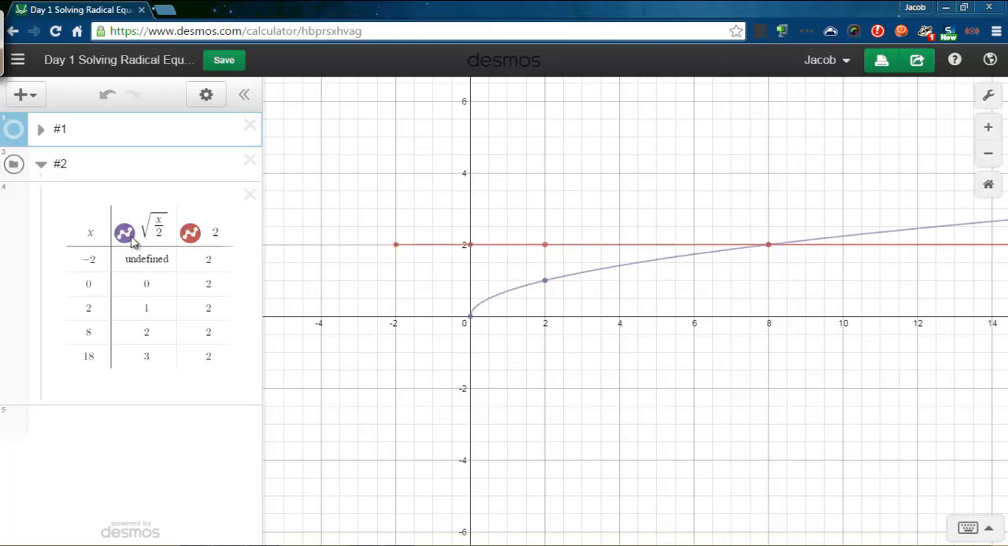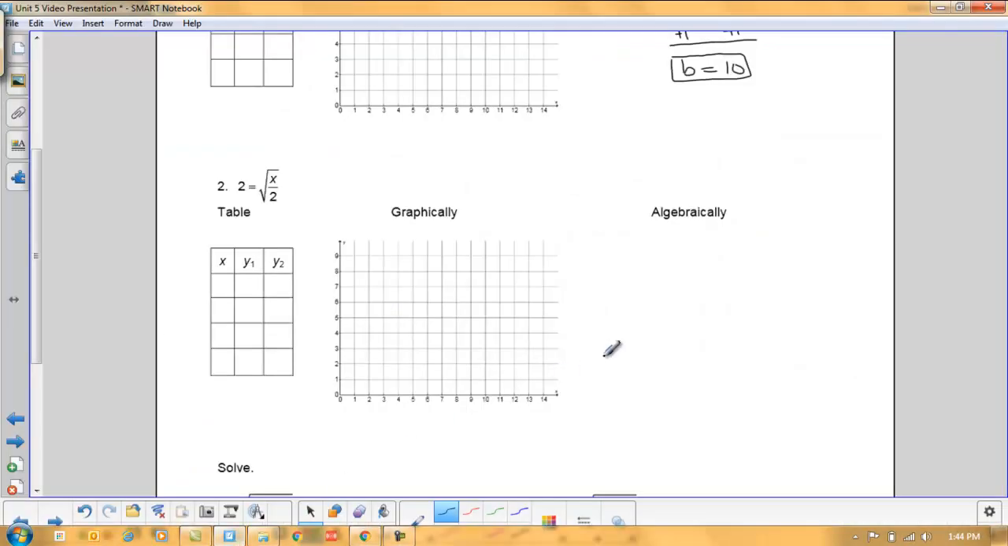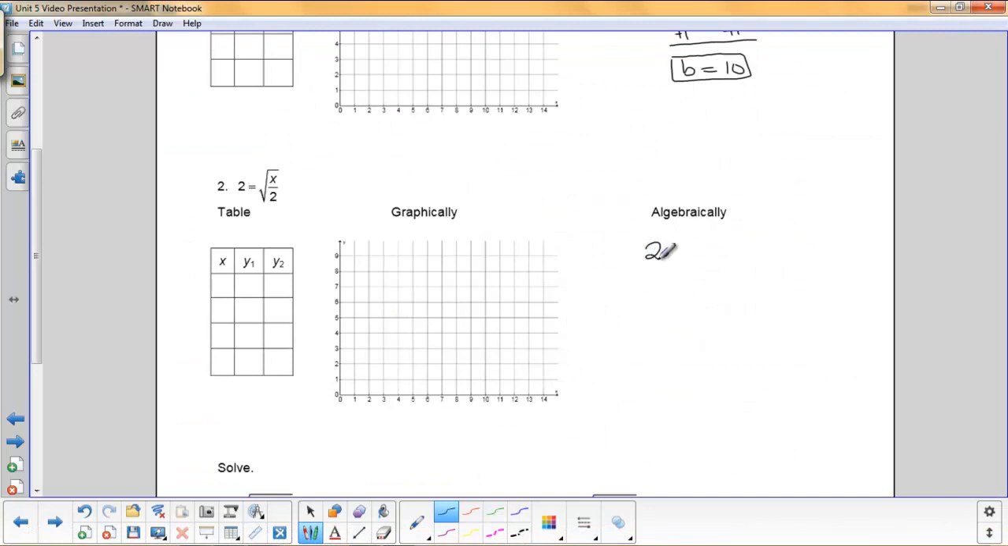And there is the graph represented here by the purple and the red lines. What we're looking for here is a place where they intersect, and they intersect one another at 8. So you can utilize this to help you see where the solution lies. All right, now let's reinforce that with the algebra. So we get 2 equals the square root of x divided by 2. First step here is going to be to square both sides, and I get 4 equals x divided by 2.